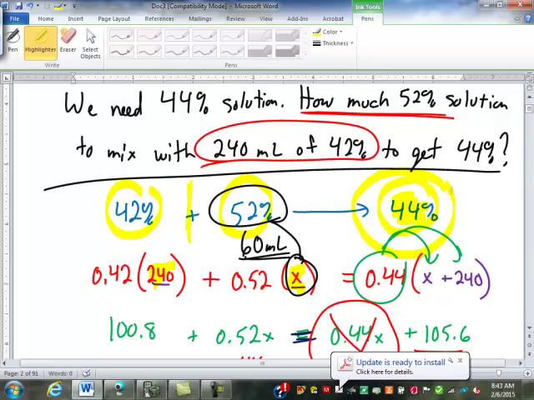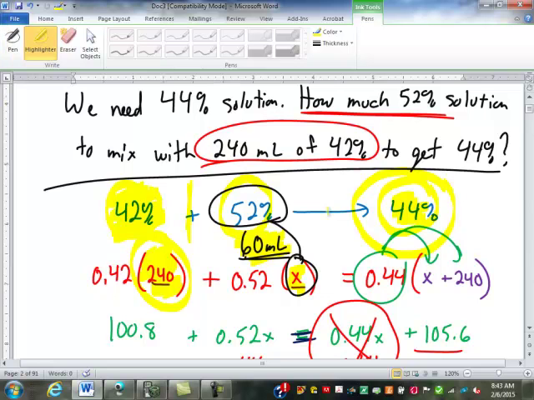In this case, however, 44% is much closer to the 42%. Since it's closer to the 42%, you would expect there to be more of the 42% in the mix. And in this case, there is. There's 240 milliliters of the 42%, only 60 milliliters of the 52%. So it makes sense. That doesn't guarantee us our answer is right, but it definitely catches us if we've switched two things around somewhere and did it backwards.